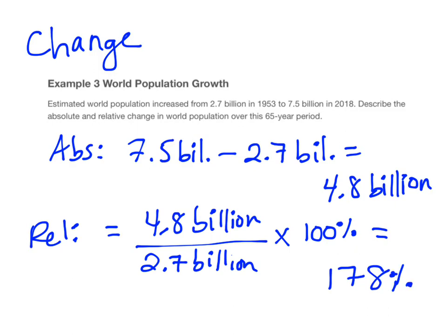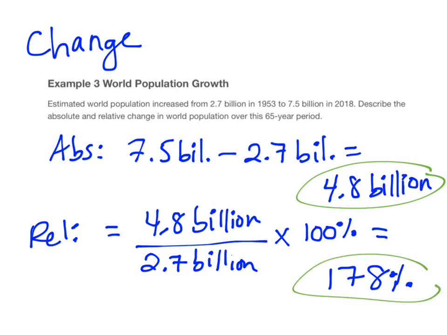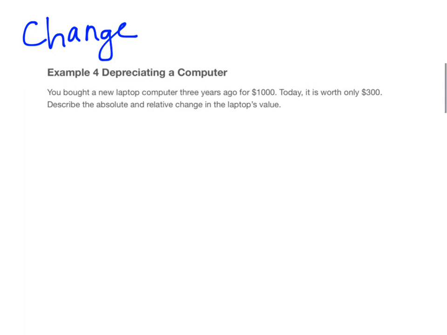So again, we can describe the change in two ways. We can say that the world population increased by 4.8 billion, and that's just a straight amount. And then if we wanted to describe how major or minor that change is, we can say that it increased by 178%. Now, change isn't always positive. We've looked at two examples where something increased, but we could also talk about a change that's a decrease.